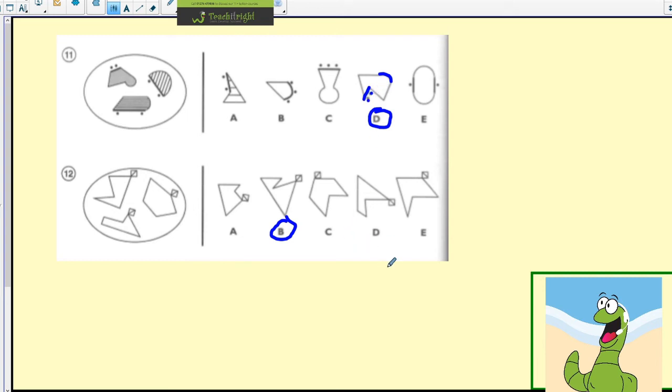And last question, question 12. Each figure in the oval consists of an irregular pentagon touching the corner of a square. The square has a diagonal line from bottom left to top right. So it's always touching at a corner. It always must be in this direction, which eliminates quite a few of them. And of course, it must be a pentagon, meaning a 5-sided shape, if a bit irregular.